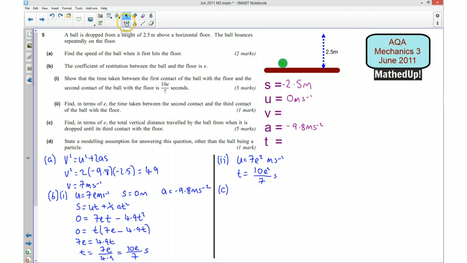So I'm going to start with phase 1. Phase 1 is going to be this part here where it drops 2.5 meters. So at phase 1 the distance is going to be 2.5 meters. Okay, now I'm going to have a look at phase 2.